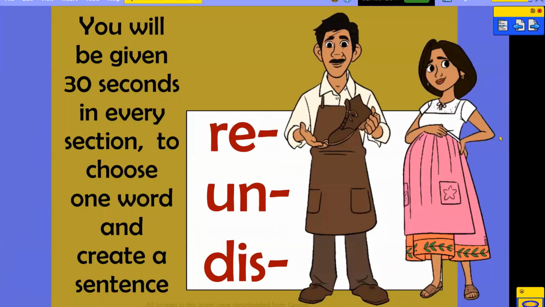Let's see. As we said, we're going to discuss re, un, and finally dis. In the next slides, I'm going to explain first what each prefix means, and we're going to have two examples, and then I'm going to give you 30 seconds to choose one word and create a sentence. Is that clear? Let's move on.